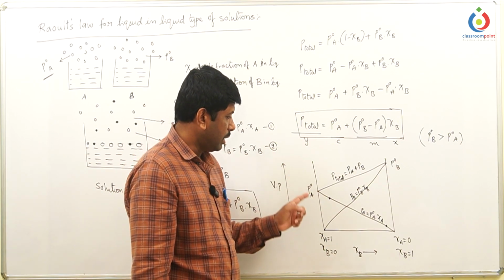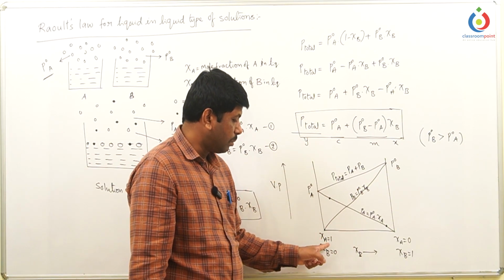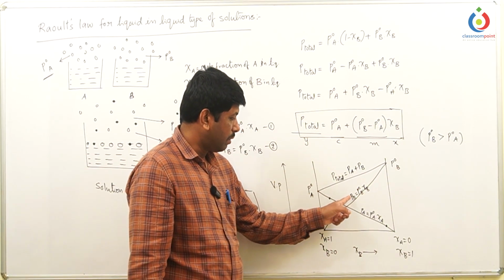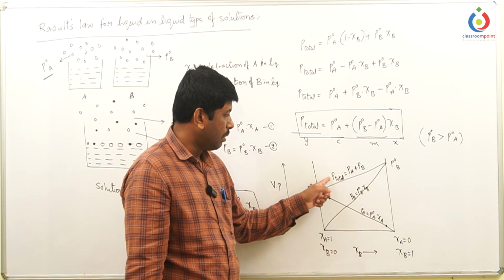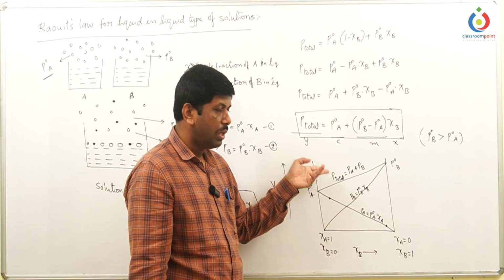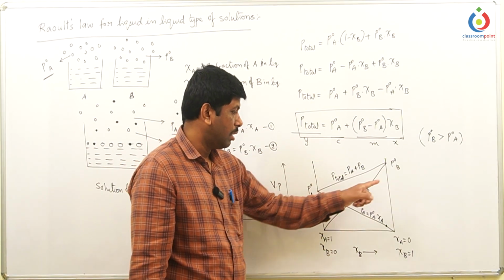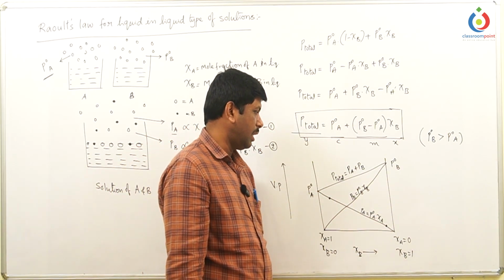And what other information we can grab from this particular graph is, all lines are giving linear graphs. So here partial pressure of A linearly varies with its mole fraction. Partial pressure of B also linearly varies with its mole fraction. And total vapor pressure of the solution also linearly varies with both XA and XB.